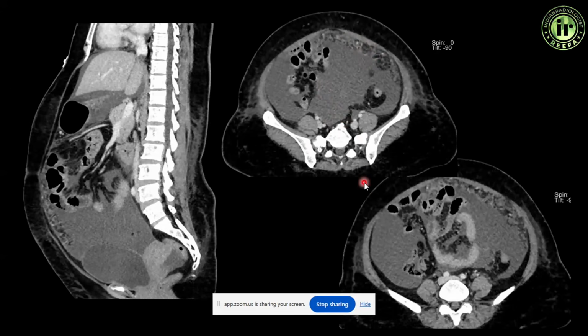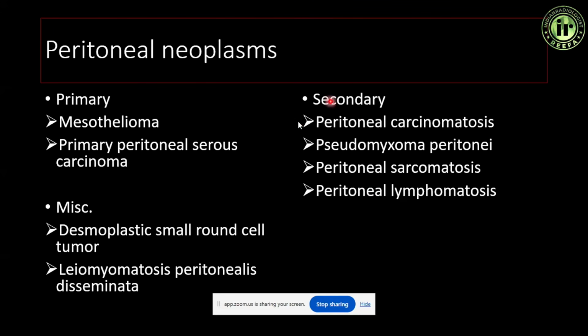It's always a good idea to confirm a microbiological diagnosis of TB and not just empirically start TB treatment in your patients. Let's move on to the peritoneal neoplasms. So you can have primary neoplasms and secondary neoplasms. The secondary ones are the more common ones, and then you can have some miscellaneous tumors as well.